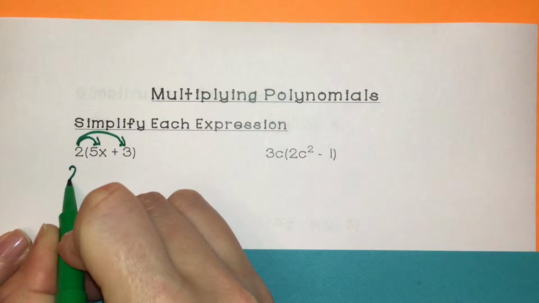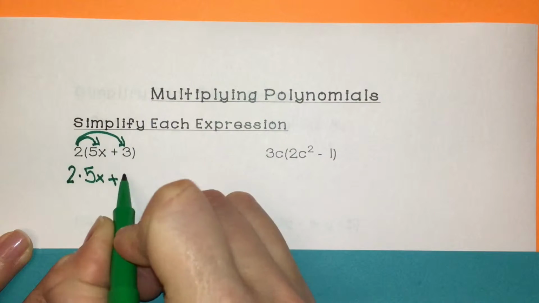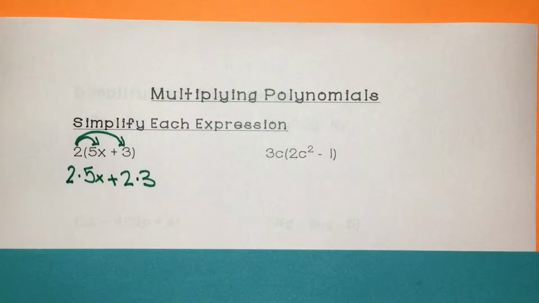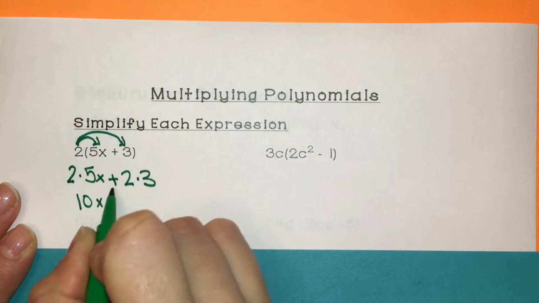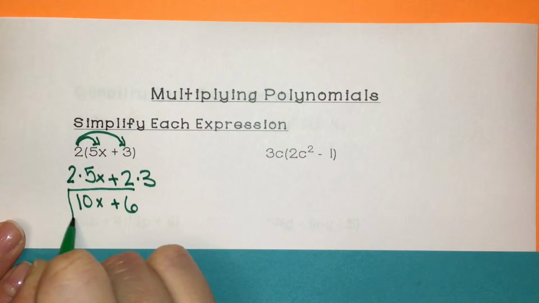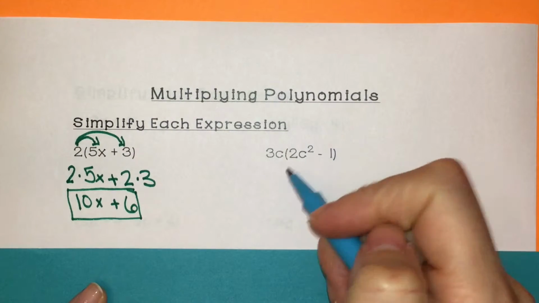So we have 2 times 5x plus 2 times 3. Okay, so now we just have to simplify. 2 times 5x gives us 10x plus 2 times 3 is 6. And that's as simple as we can get because remember you cannot combine them unless they're like terms. So we leave our answer as 10x plus 6. All right, same thing over here.